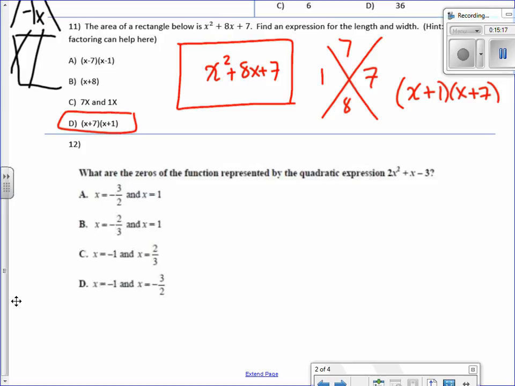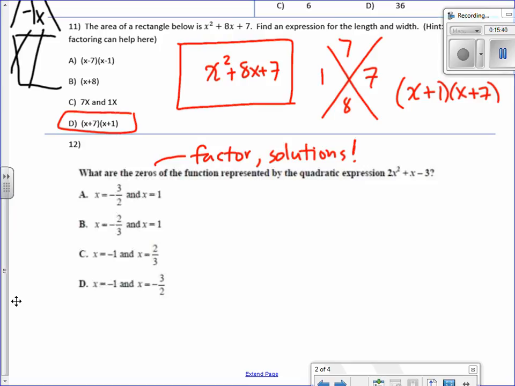Number 12, it says, what are the zeros represented by this function? If it says what are the zeros, that also means factor. And zeros are also like solutions. So this is a case where we would actually need to solve it. Even though it's not set equal to 0, that's still how we find the zeros.